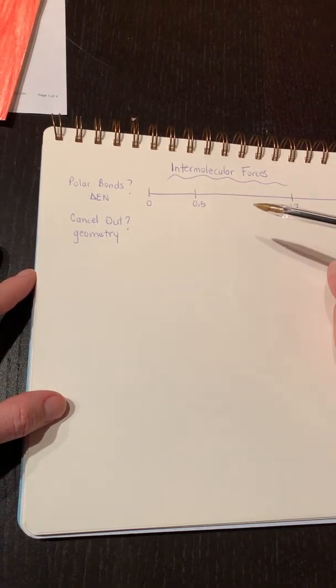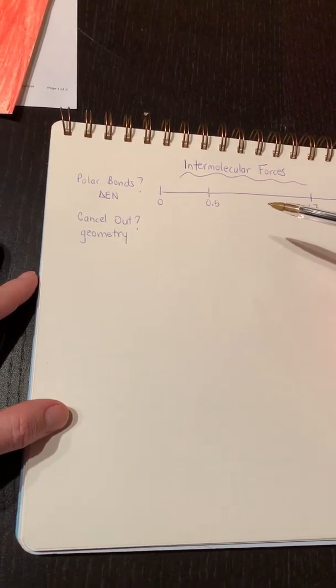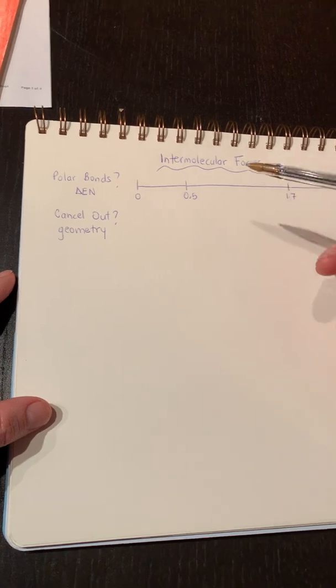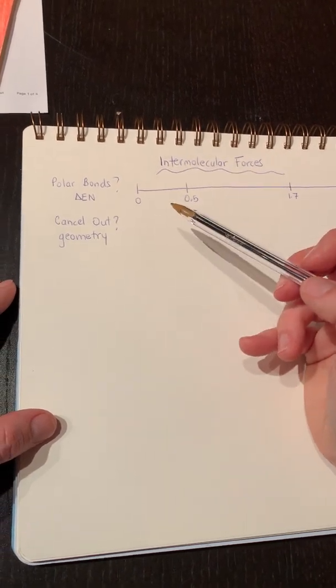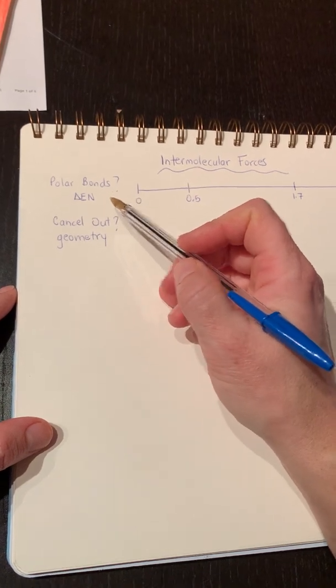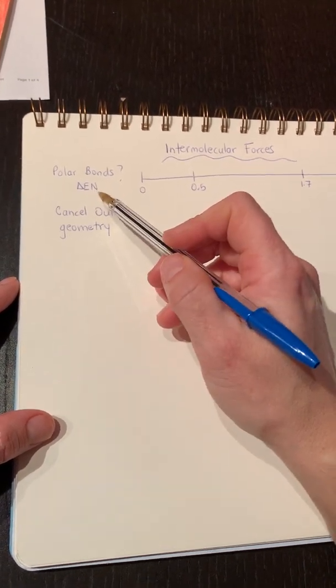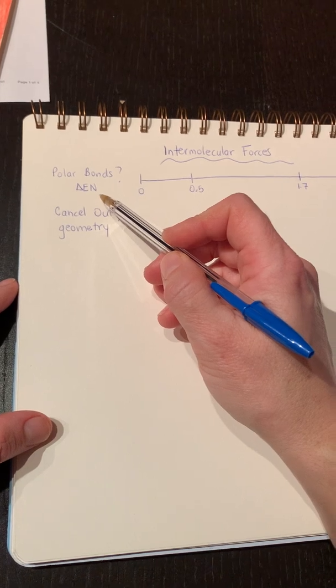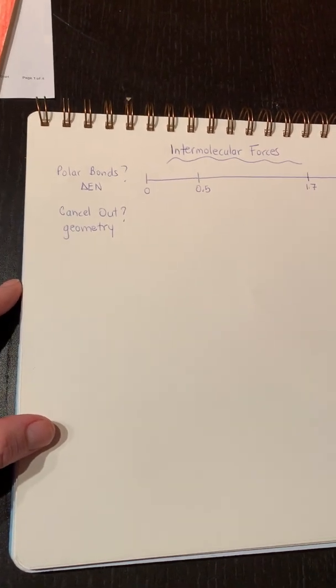These are the forces between molecules, not within the molecule. Within the molecule, those are the bonds. So between molecules, we can see what type of forces we have by first testing, are there any polar bonds? This is where we take the electronegativity into consideration, our delta EN value.